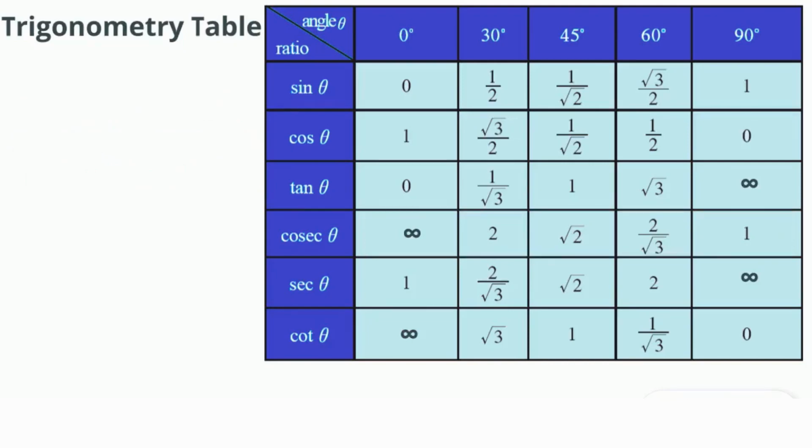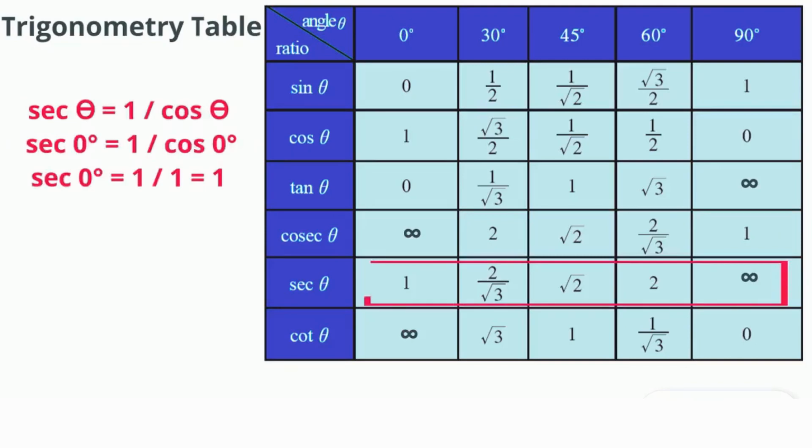Next we are going to see secant theta. Secant theta is equal to 1 divided by cos theta. Secant 0 degrees is equal to 1 divided by cos 0 degrees. The cos 0 degrees value is equal to 1. Then the secant 0 degrees value is equal to 1. We have to apply the same concept for the rest of the angles. Then we'll get secant 30 degrees is equal to 2 divided by root 3. Secant 45 degrees is equal to root 2. Secant 60 degrees is equal to 2. Secant 90 degrees is equal to infinity.